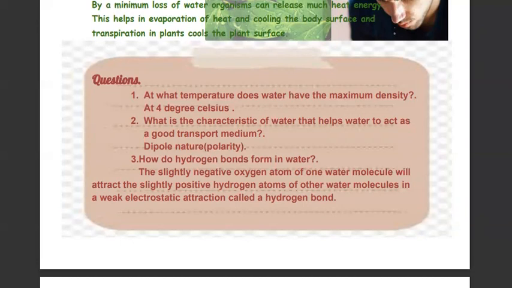The slightly negative oxygen atom of one water molecule will attract the slightly positive hydrogen atoms of other water molecules in a weak electrostatic attraction called a hydrogen bond.